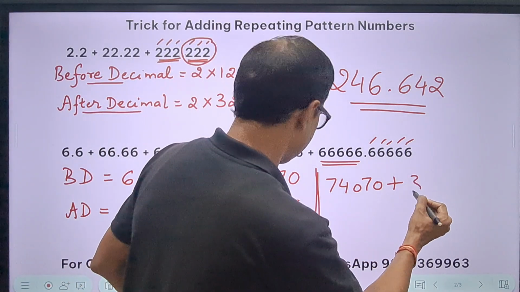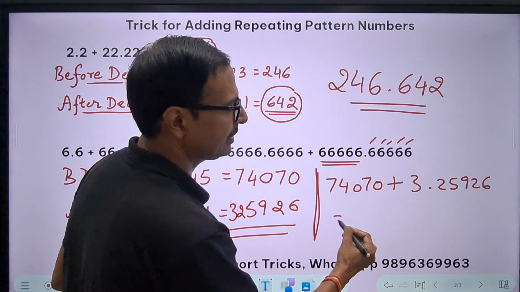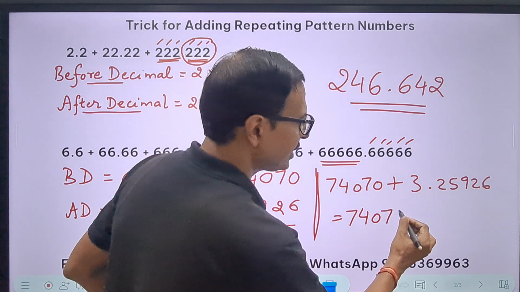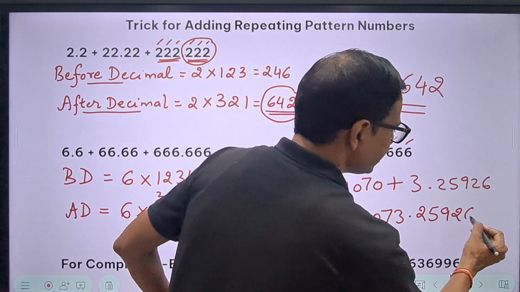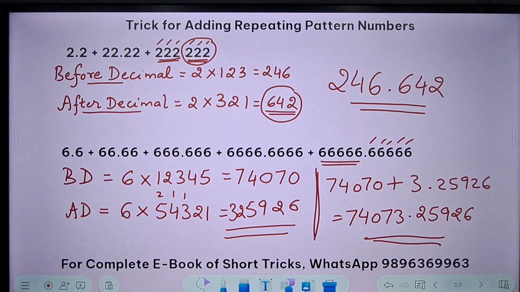So just add 3.25926, and this is oral addition, right? You just have to increase this number by 3, 74073, and the decimal digits do not change. And this is the answer for this addition problem.